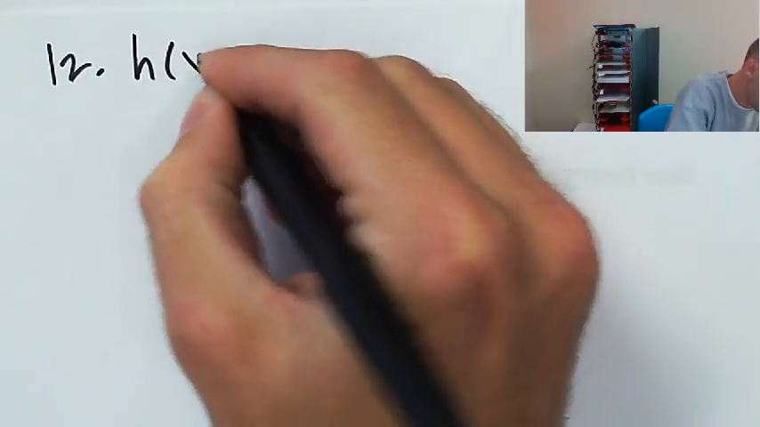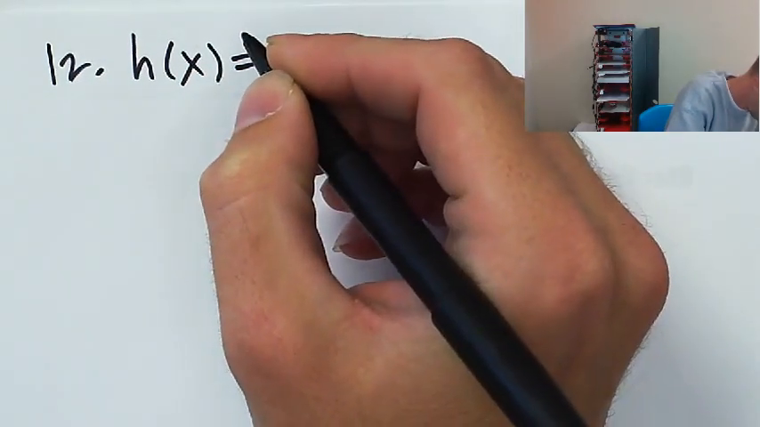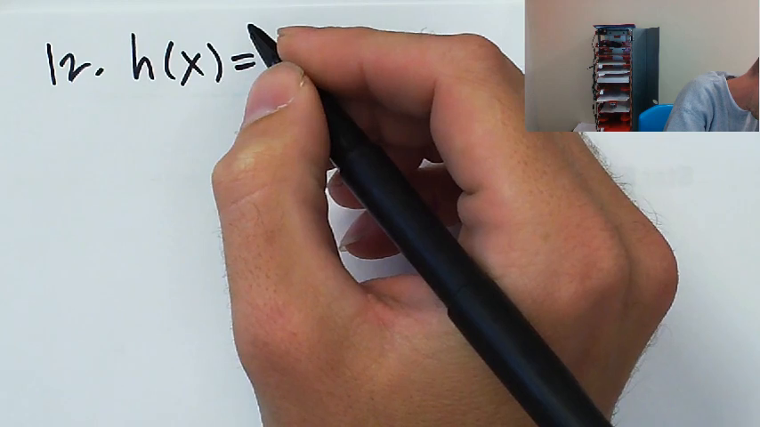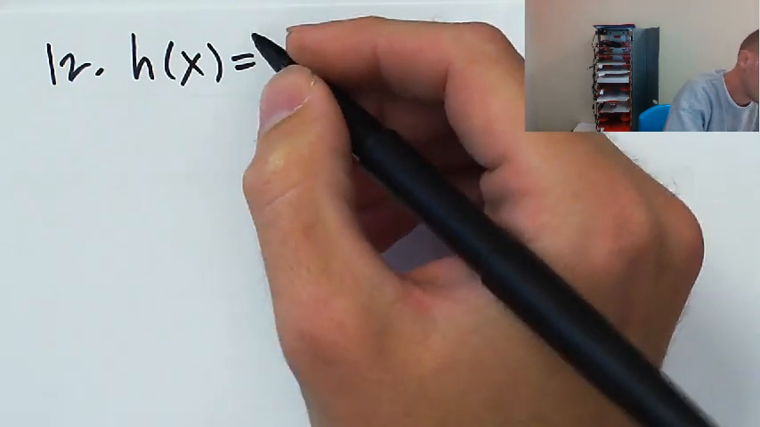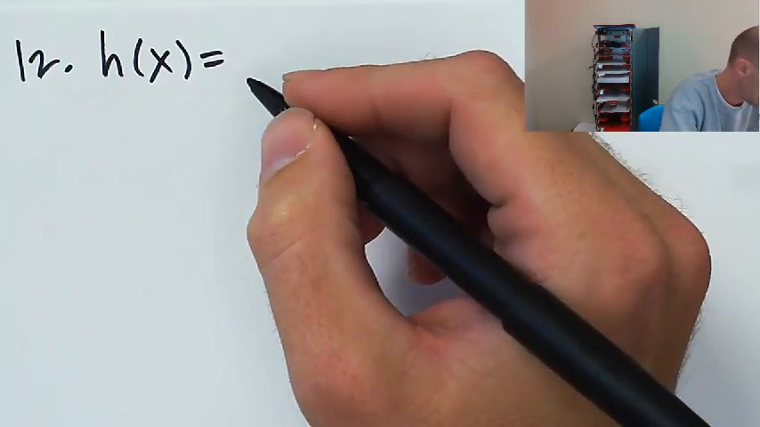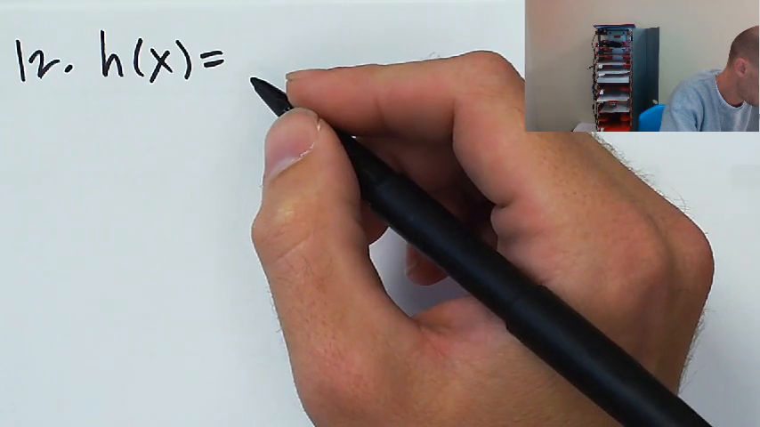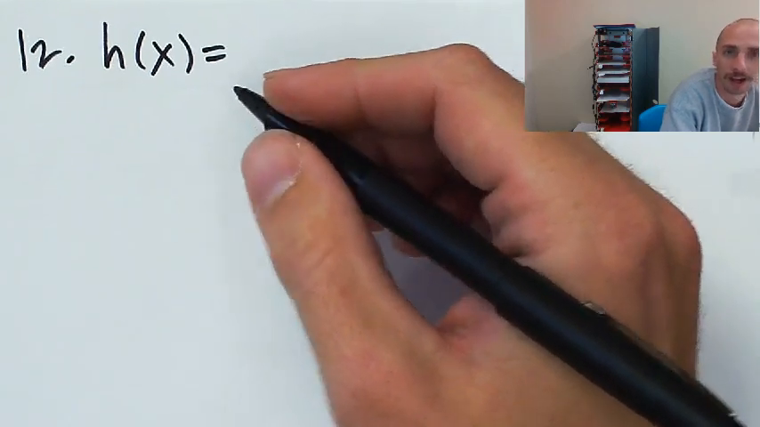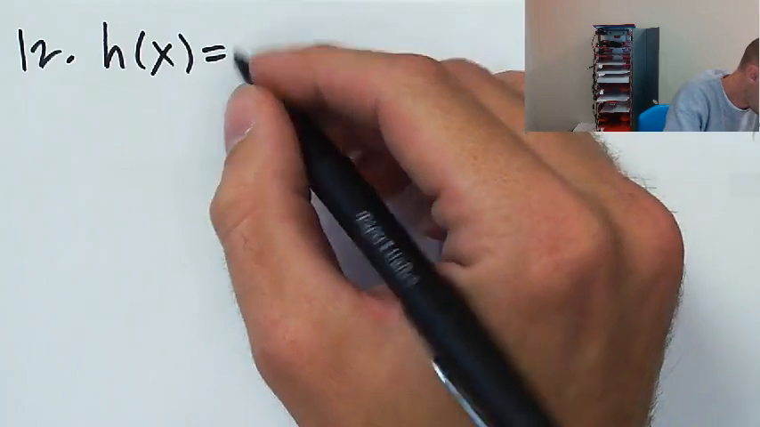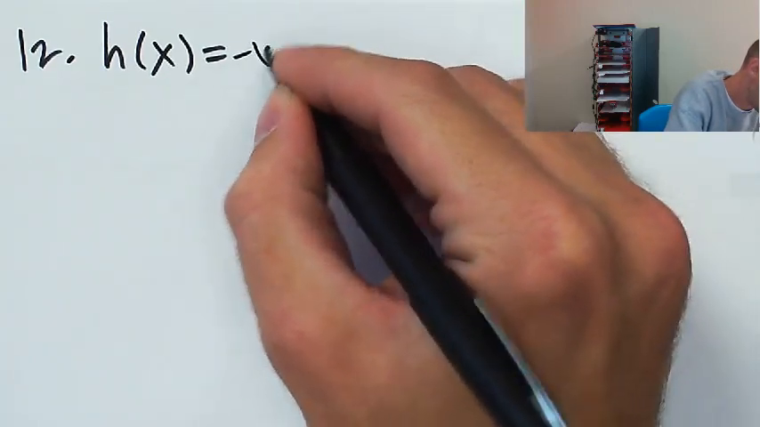H of x, okay, good, another one with a negative leading coefficient. I wish it was factorable, but it's not, but it'll be all right. So h of x is negative x squared plus 6x minus 10.